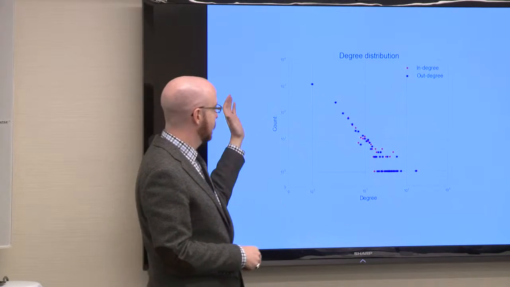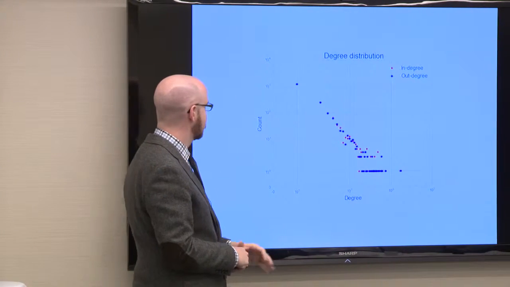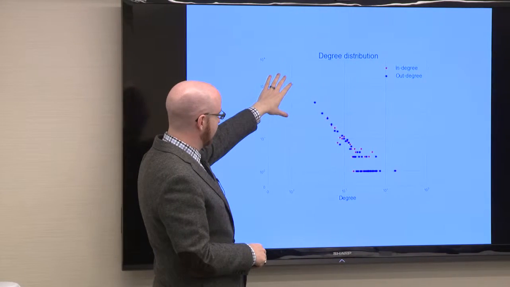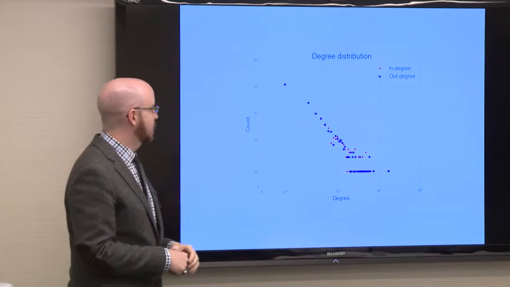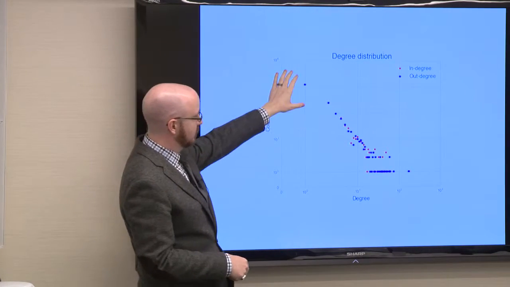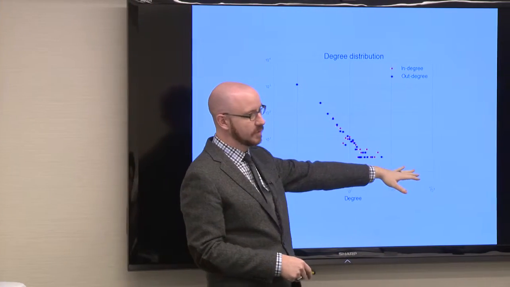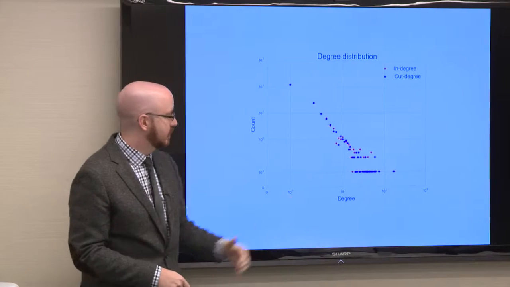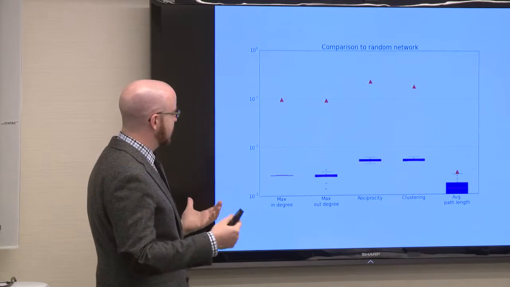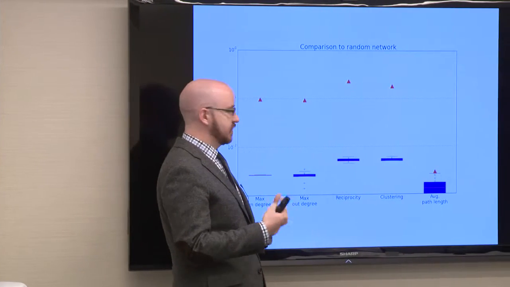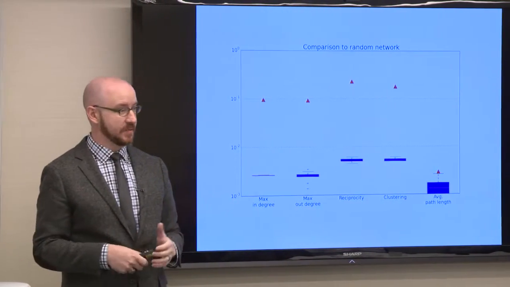Like many complex networks, this one has long-tailed degree distributions, where most nodes have very low connectivity, but there's a handful of nodes that have very high connectivity. Most nodes are only connected to one other editor, but there's a handful of nodes out here in the long tail that are connected to hundreds of other editors.